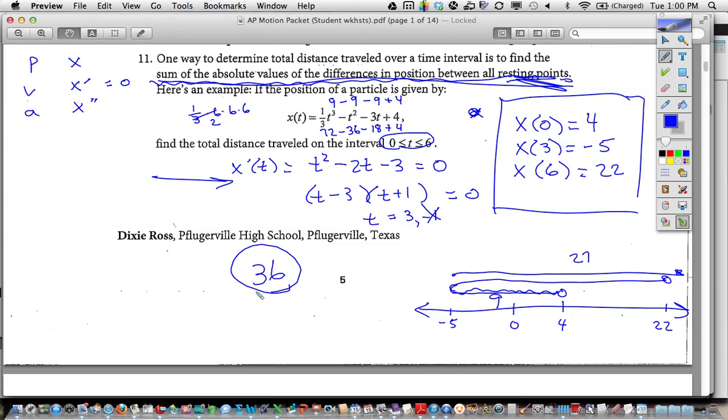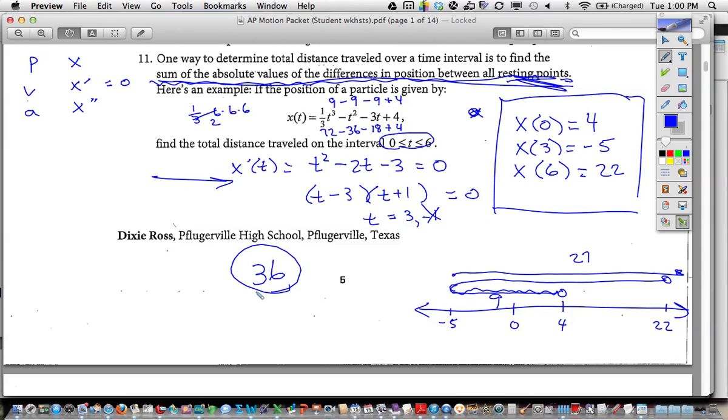Now, somebody in the other class, when they got to this problem, they had 18 for an answer. Maybe some of you had 18 for an answer on this one. Where were people getting 18 for an answer on this one? Didn't do the resting points. Plugged in a 0 and plugged in a 6. You found out where it started, you found out where it ended, and you subtracted them. It started at 4 and ended at 22, so it went 18. That's displacement. That's net distance traveled. Total distance traveled has to take into account the back and forth. And the way you get the back and forth is you find where it stopped. You find when the velocity or the derivative was 0.